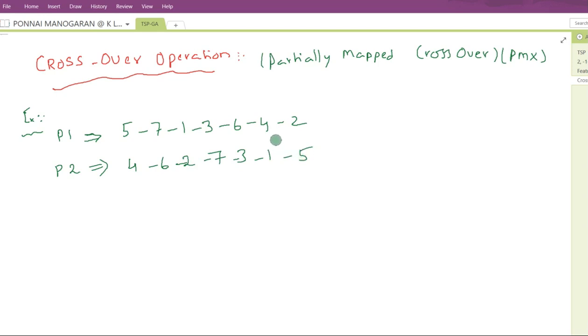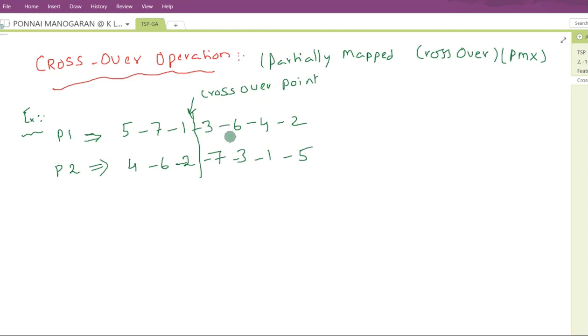Our next point is to choose one point as a crossover point. Let us say, for example, I choose this point where I am going to perform the crossover. I will divide at this position. This is the crossover point.